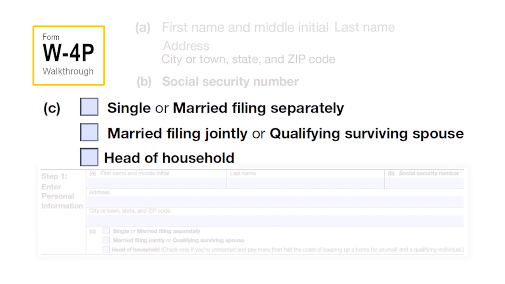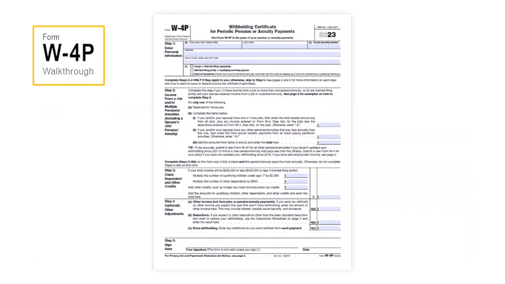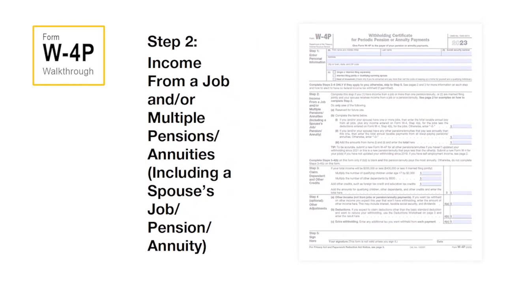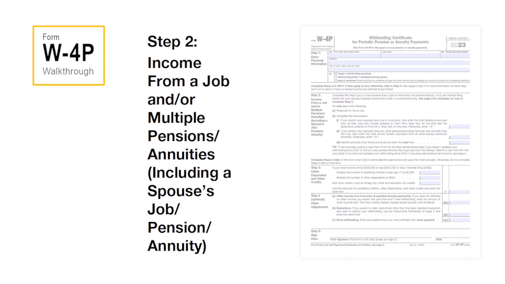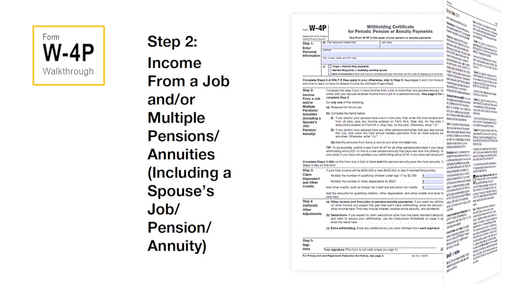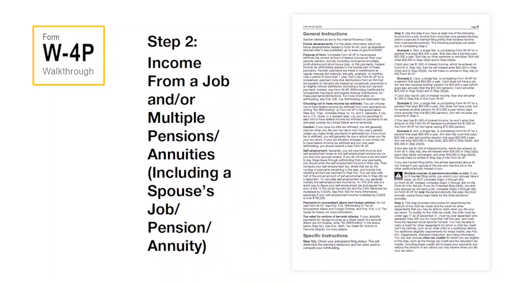After completing Step 1, you may skip to Step 5 unless you wish to fill out any of the following optional steps. Optional Steps 2, 3, and 4. Step 2. You may wish to complete this step if you have income from a job, have more than one pension, or if you file jointly and your spouse works or has a pension. Examples of how to complete Step 2 can be found on page 2 of the W-4P form.